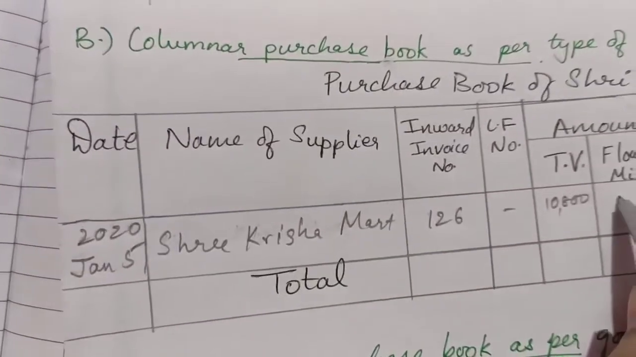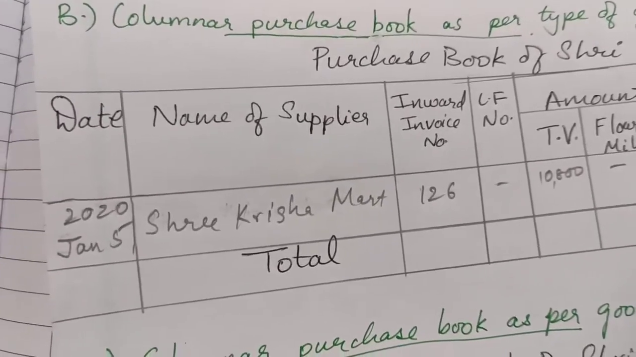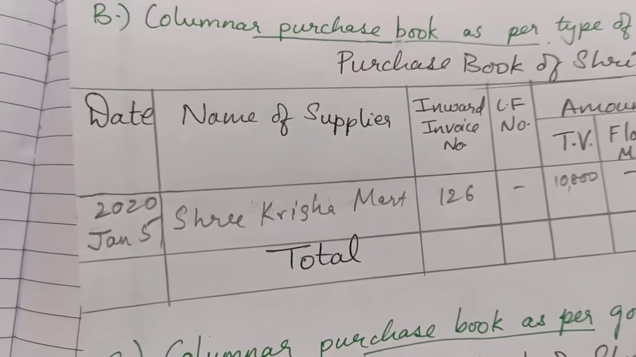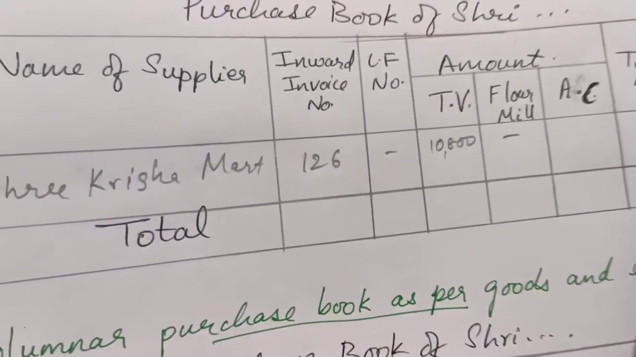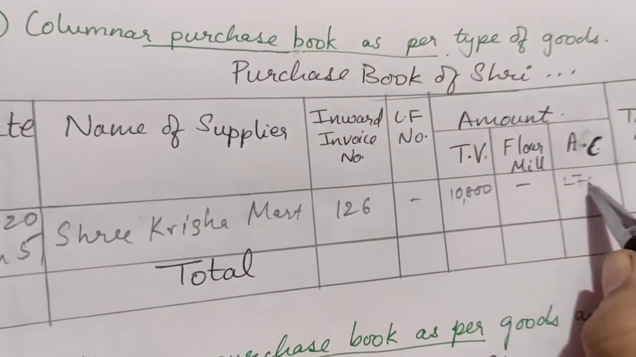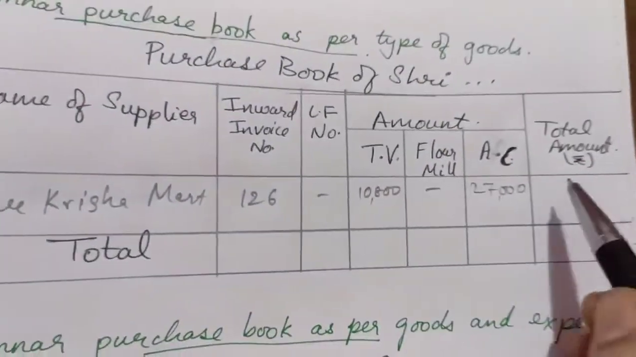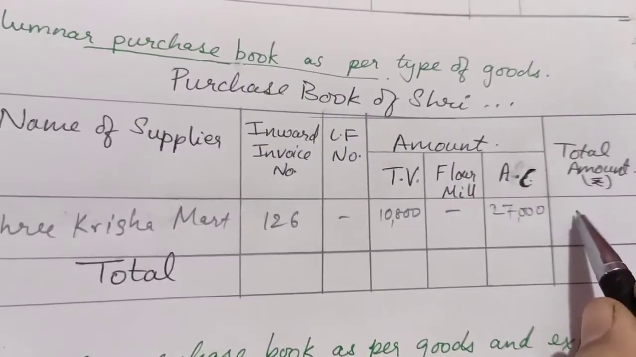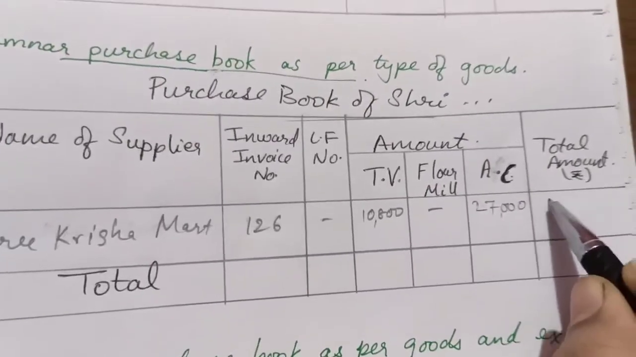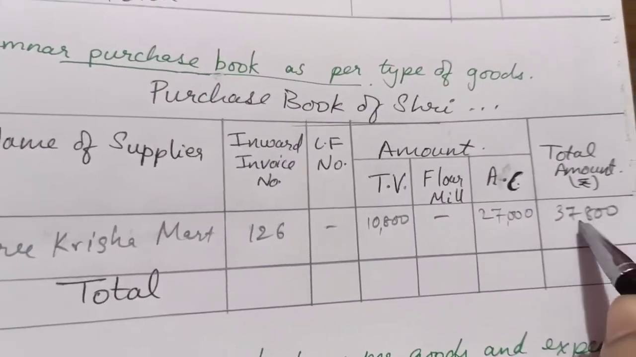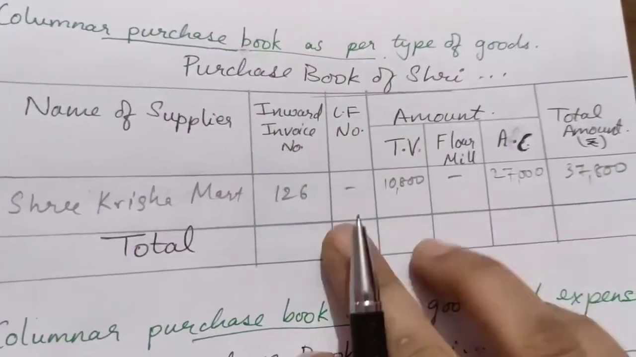Then there is no flour mill purchase, there is AC. 12 pieces are purchased for 2,500 each. So 12 pieces into 2,500 means 30,000 minus 10% trade discount, which means 27,000 worth of AC is purchased. And in the last column, the total amount has to be written, that is 10,800 plus 27,000, that comes to 37,800.